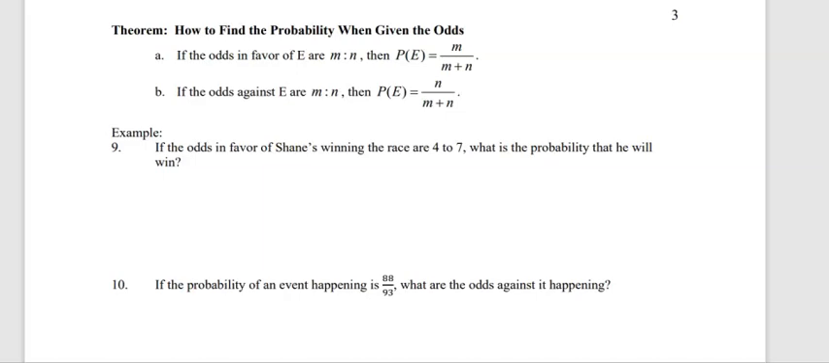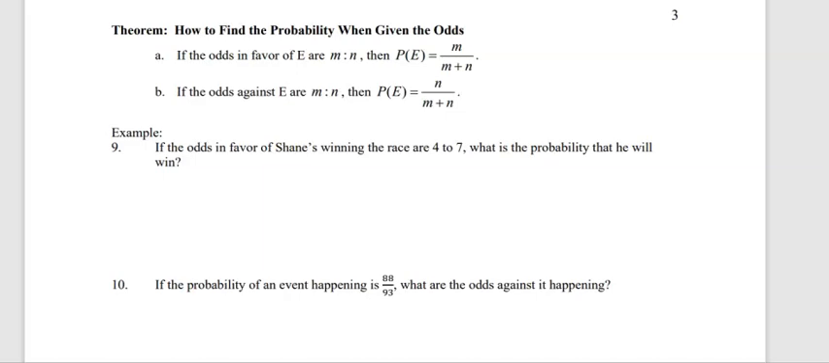the two numbers in the odds added together. When you're doing the odds against, that number on top is going to be the unfavorable, which is the way it's written in the theorem, and then the denominator to get the total, you're going to add the two numbers in the ratio together. So let's look at a couple examples of how that will work.